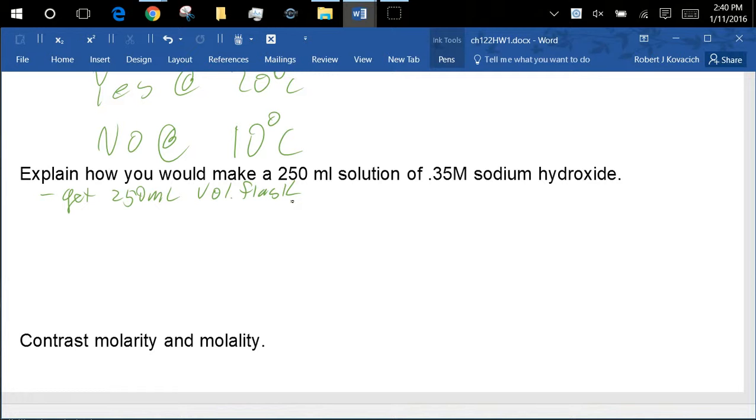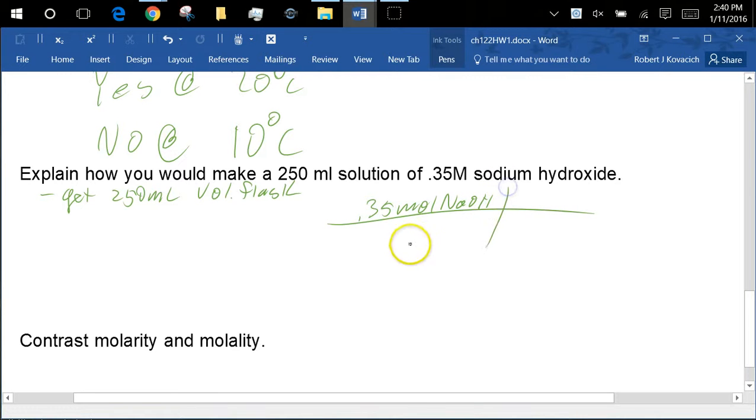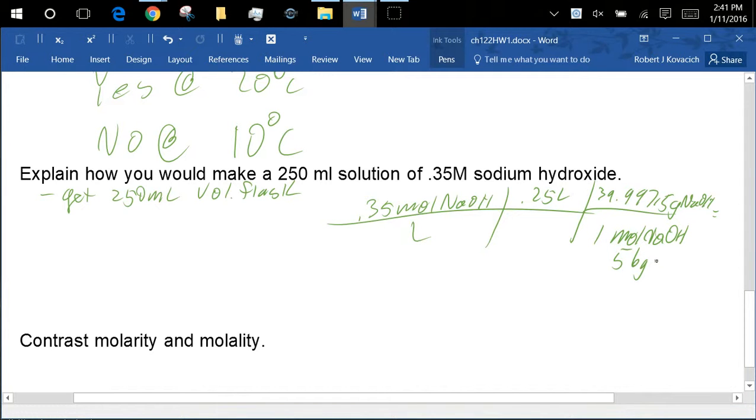So I give myself a 250 milliliter vol flask, and then I need to figure out how many grams I need to put in there. So 0.35 moles of NaOH, and I'm going to have that as moles per liter. There's my concentration, but I'm only going to have 0.25 liters, and so for every 1 mole NaOH, it's 39.99715 grams NaOH. And then if I calculate that out with 2 sig figs, it ends up being 56 grams of NaOH. Is that right? No, I don't think that's right.